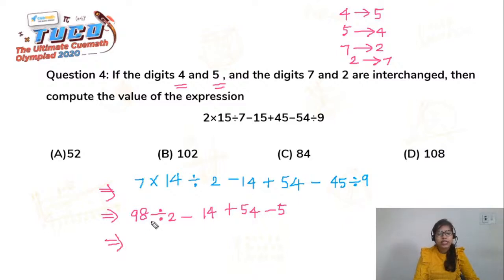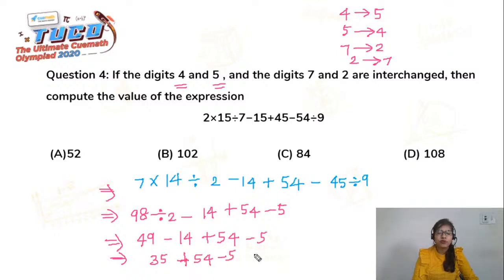Now coming to the next one, 98 divided by 2 would give us 49 minus 14 plus 54 minus 5. And then you would do 49 minus 14. Yes, you would be solving it in this way. So that would give us 35 plus 54 minus 5. And 35 plus 54 would give us 89.